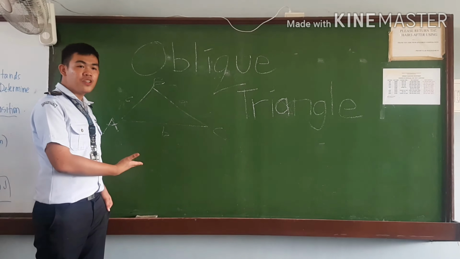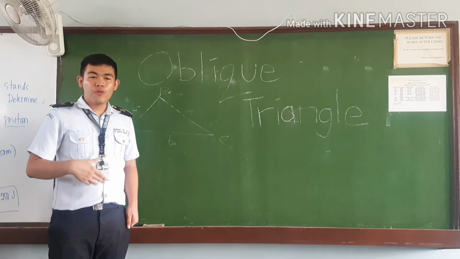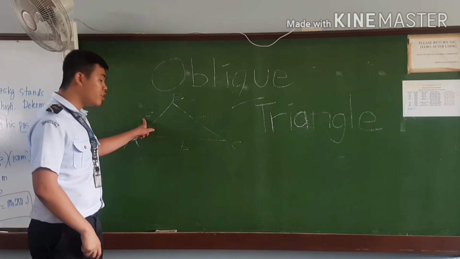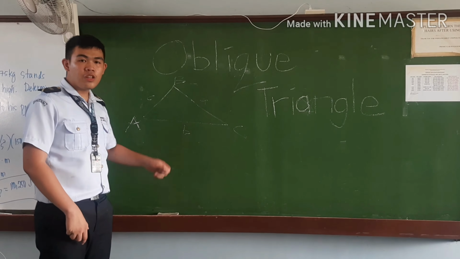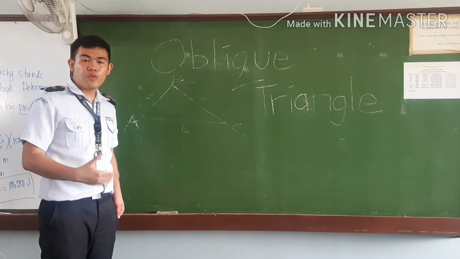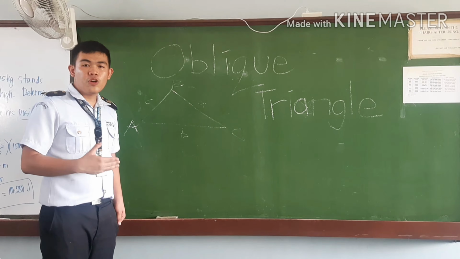The oblique triangle. To know more about the oblique triangle, I will tackle what an oblique triangle is. We find the sides and the angles by using the formulas, the sine law and the cosine law, and we will give you some examples to get to know what an oblique triangle is.